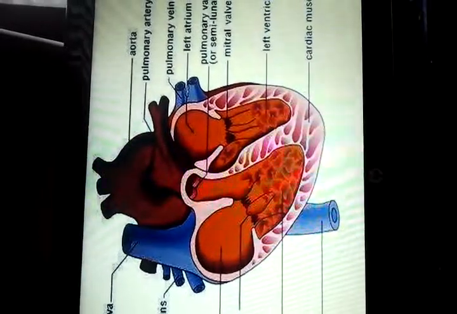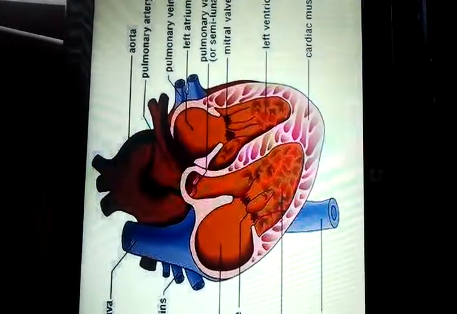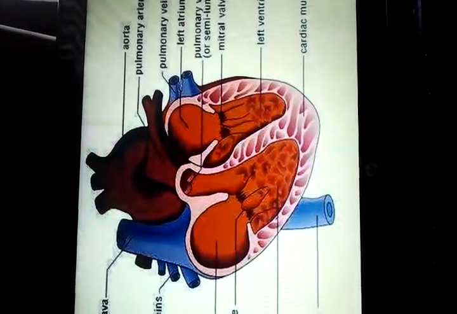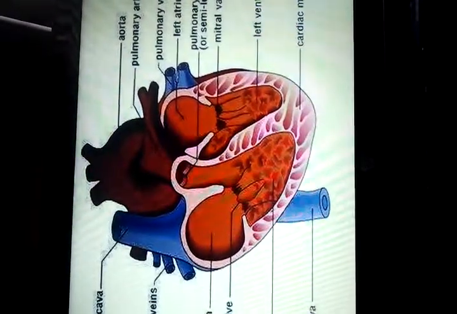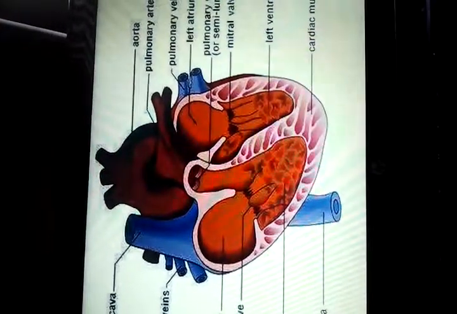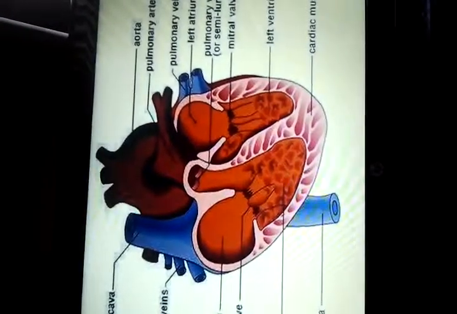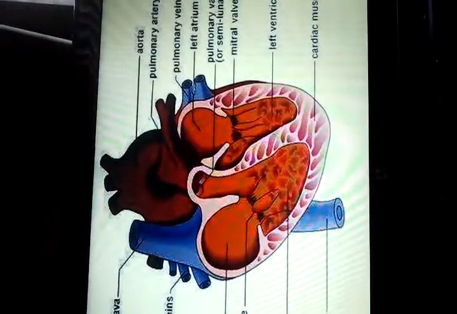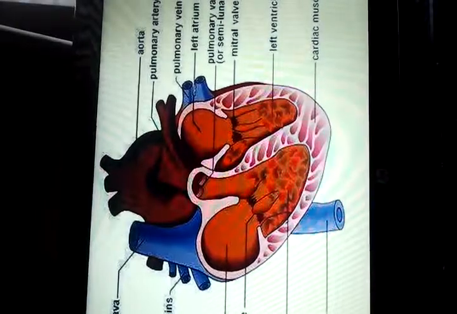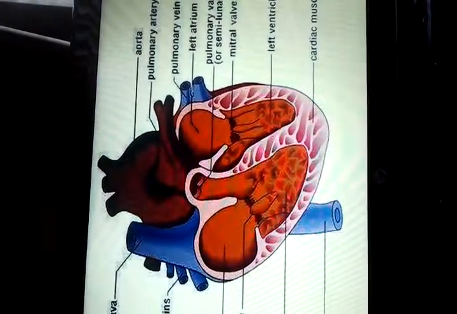The AV valves are closed in this phase, and as in the analogy, the door would rapidly shut, causing a sound which is known as the first heart sound. The semilunar valves remain closed, and the ventricular pressure has not yet exceeded the arterial pressure to open the valves up.